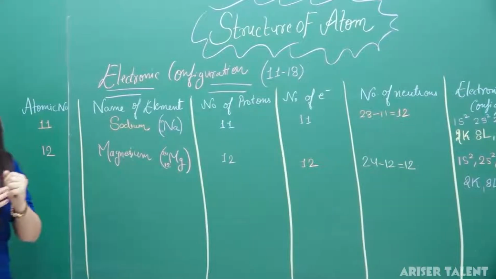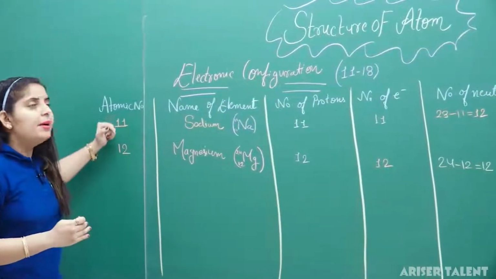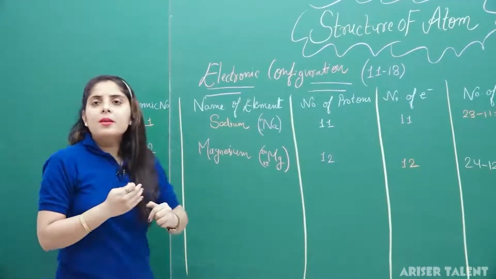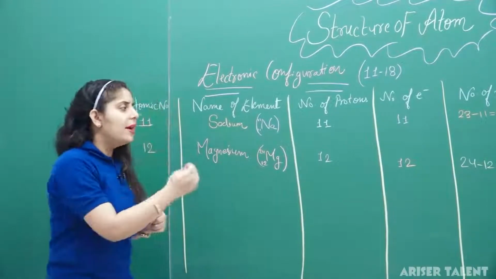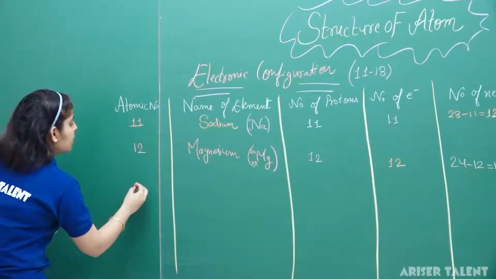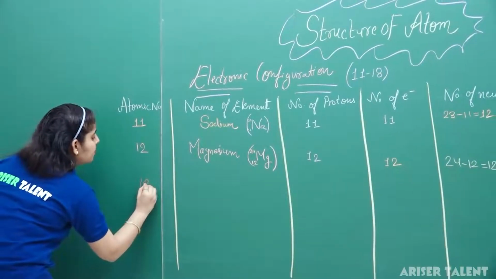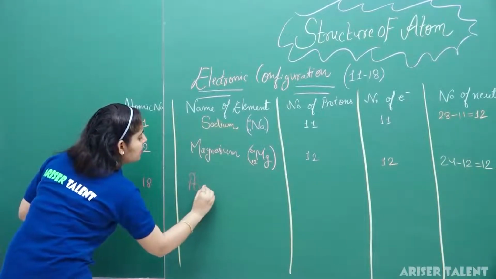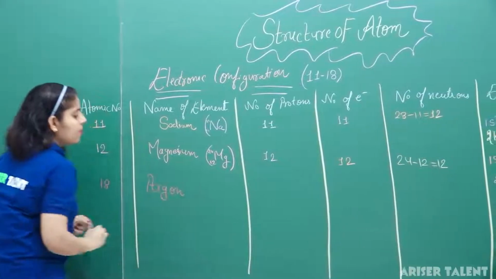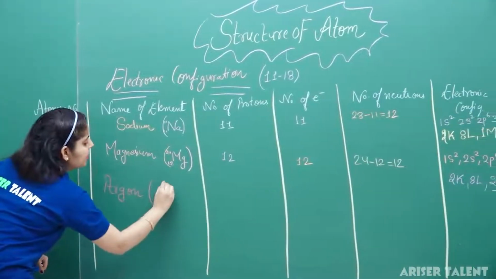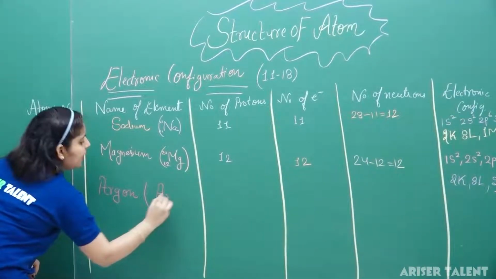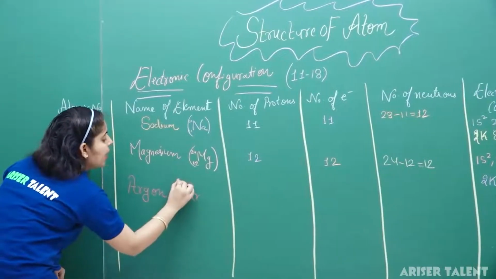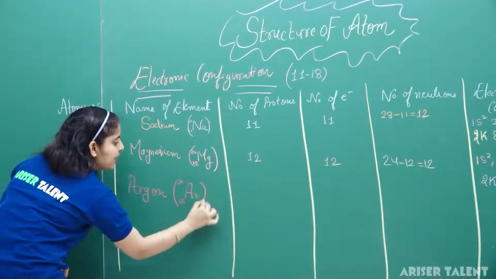The elements numbering from 11 to 18 can be written in a similar way. Now lastly we will consider the atomic number 18, that is for argon, and write the electronic configuration for it. So I am considering the element number 18. Element number 18 we have is argon. Argon has the symbol Ar, atomic number 18 and atomic mass 36.